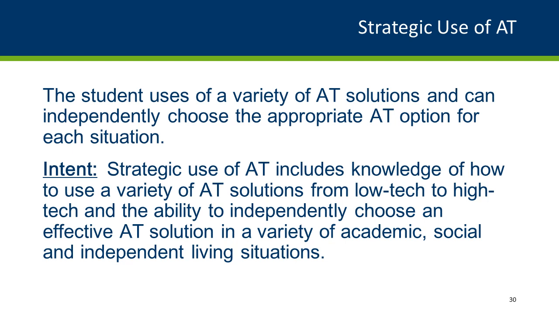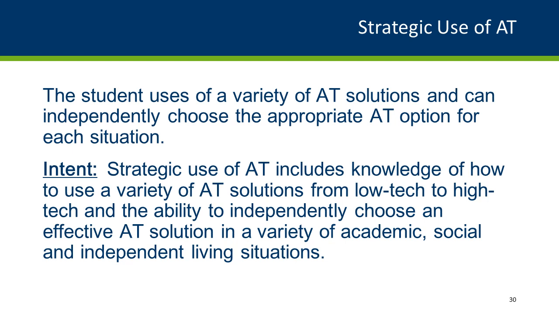So the next indicator that we have on the matrix is the strategic use of assistive technology. The student uses a variety of assistive technology solutions and can independently choose the appropriate AT option for each situation. So this is, if you looked on a scale, you might be able to independently request and self-advocate and then evaluate how this is being used.